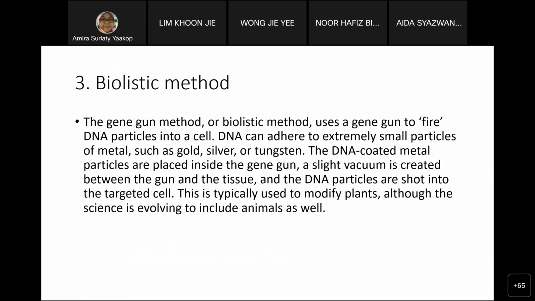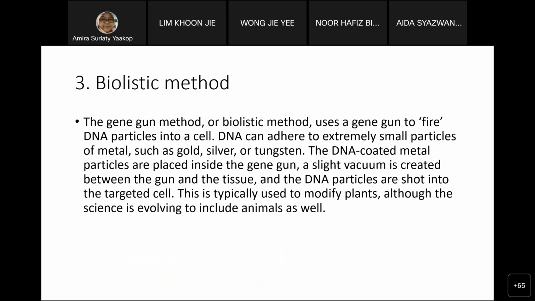Okay. And then a third one is the biolistic method. So what do we say about biolistic? The name is called for fire shooting. Alright, we use a gun in order to insert the DNA. So what they do is use a gene gun to fire DNA particles into a cell.